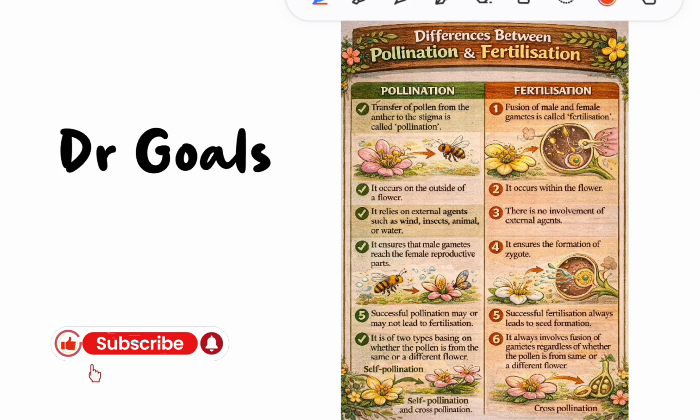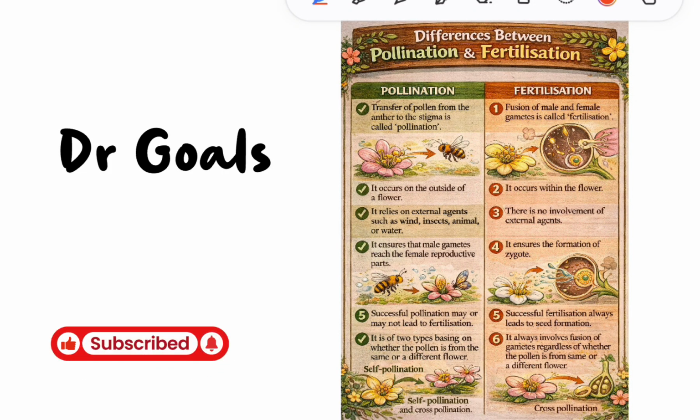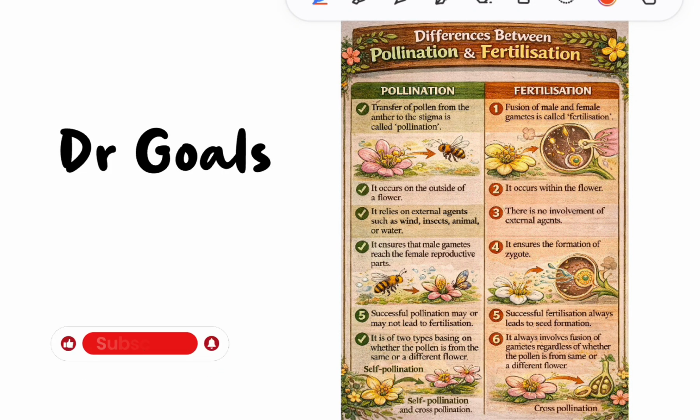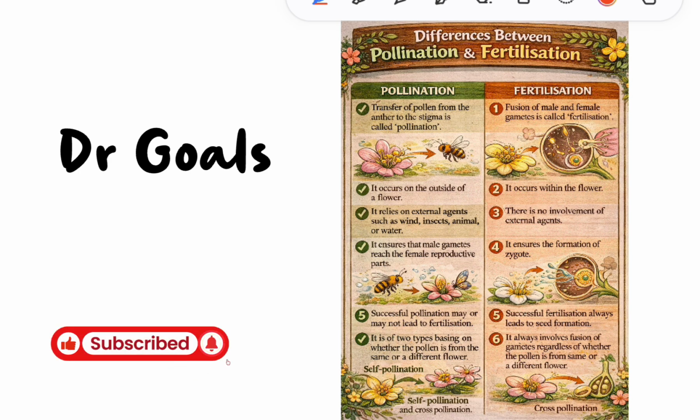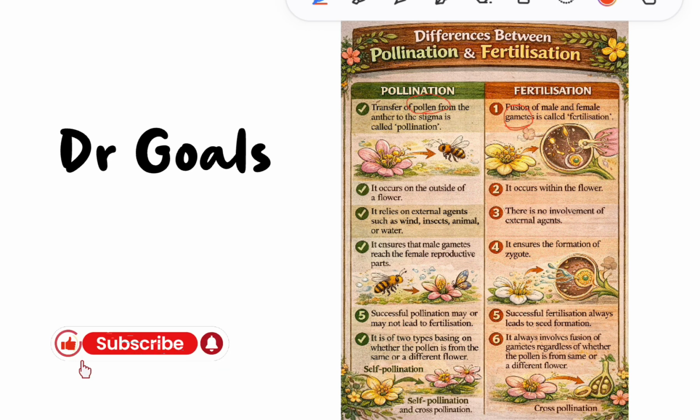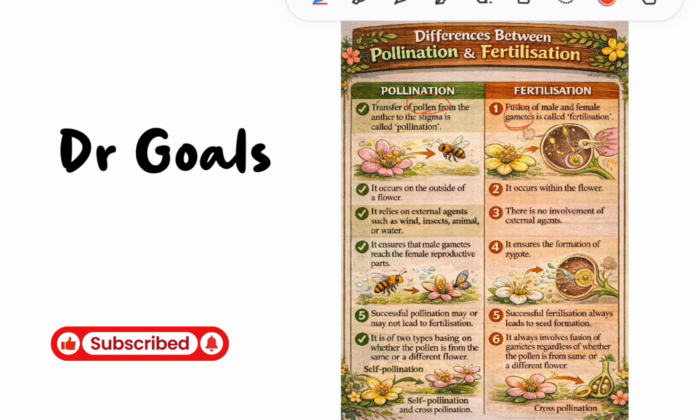Welcome to Dr. Goals. Today, our topic is to know about the differences between pollination and fertilization. Pollination is about pollen grains. Fertilization is about the gametes, male and female gametes. Pollination is about pollen grains, and fertilization is about male and female gametes.